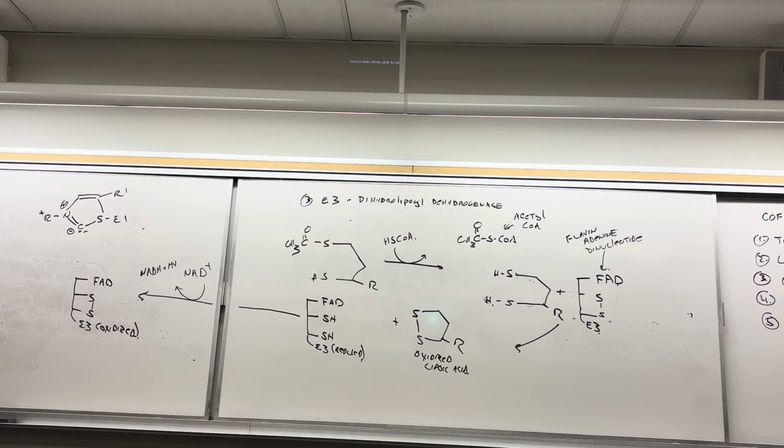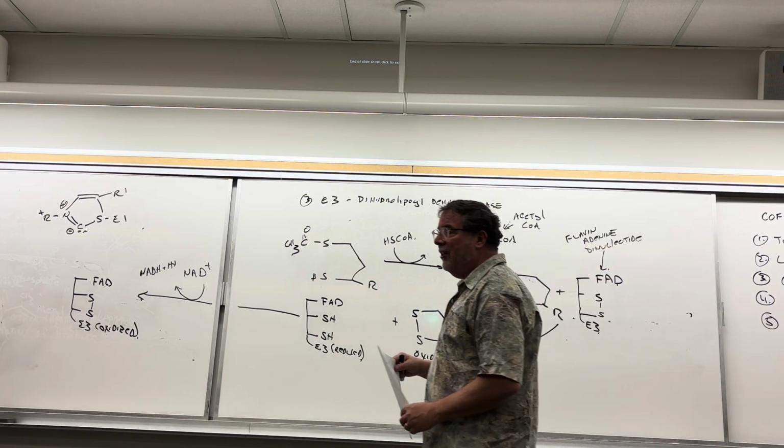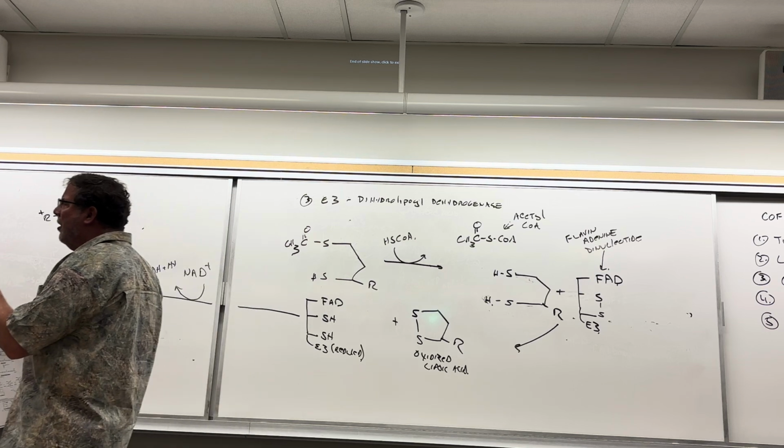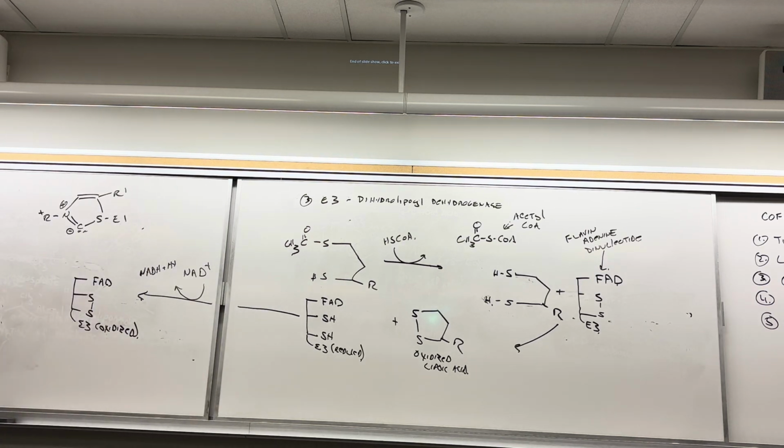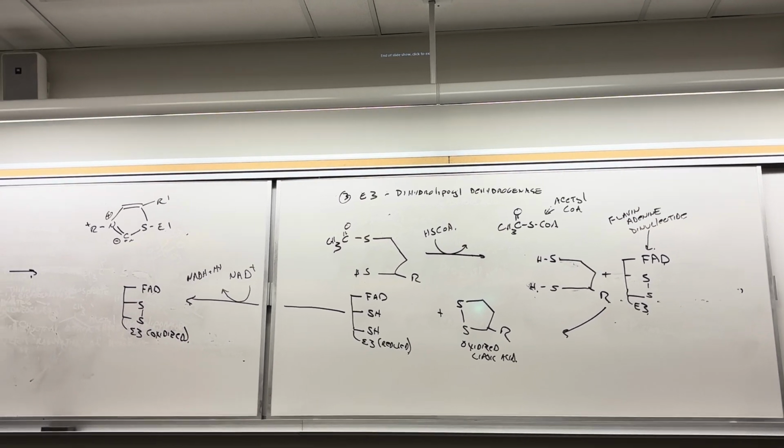Actually, I don't think I'm going to talk very much about the regulation of it. There are different regulatory mechanisms that can be down-regulated by phosphorylation. There's some feedback inhibition. It tends to be inhibited by NADH. That's one of them. And we're going to talk about the overall regulation of pyruvate dehydrogenase and the citric acid cycle after we get through the citric acid cycle.